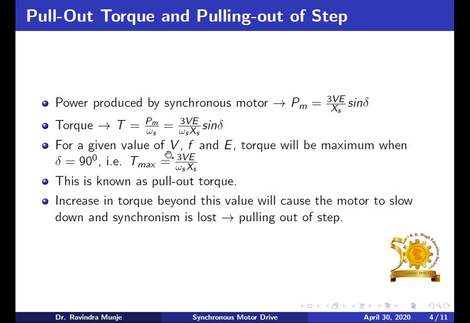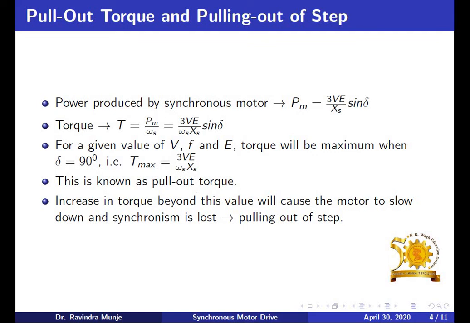So for given value of supply voltage V, frequency F and excitation EMF E, torque will be maximum when we have the torque angle as 90 degrees. And when we put torque angle as 90 degrees in this expression, we get Tmax is equal to 3 times VE upon omega s into Xs. Now this torque is called the pull-out torque.